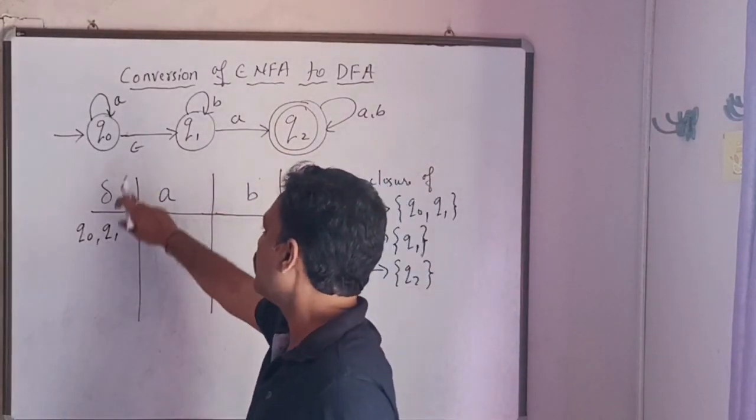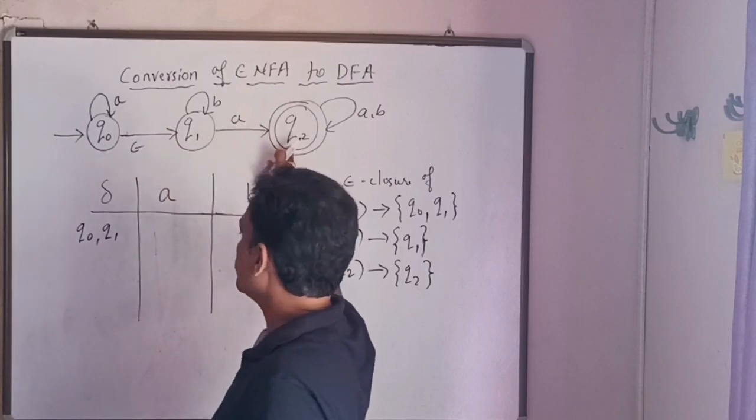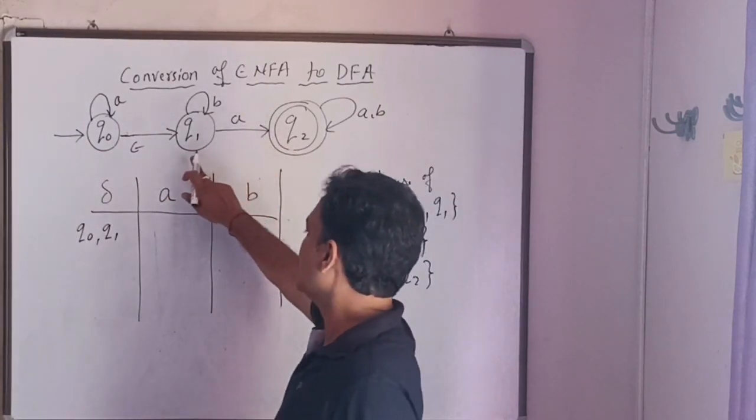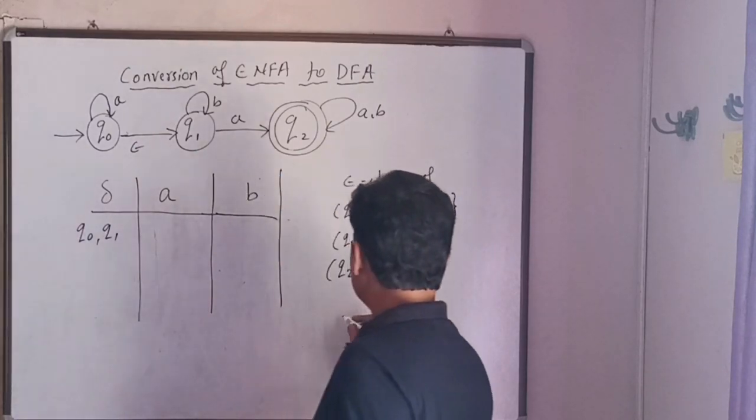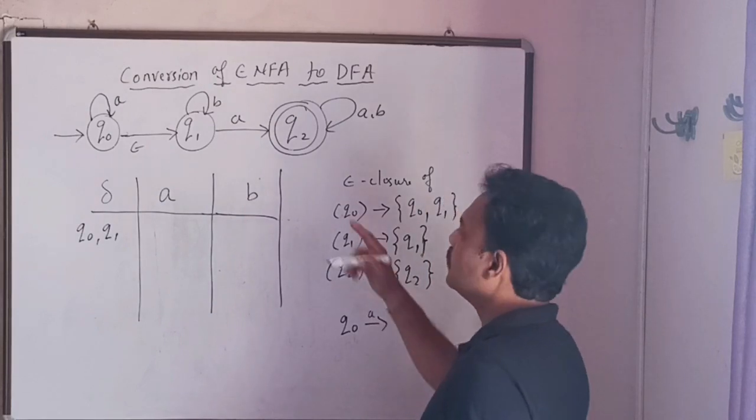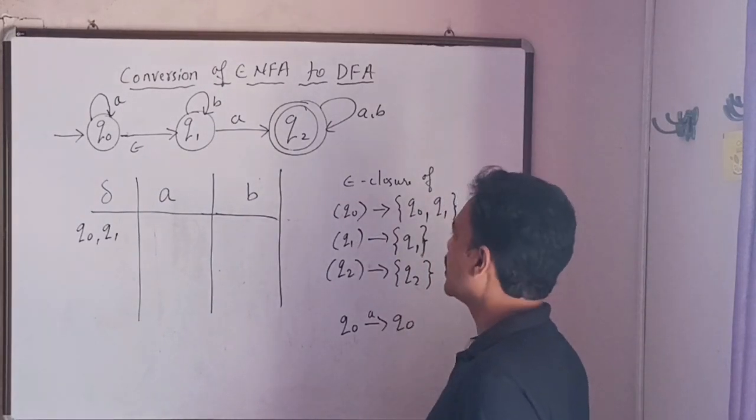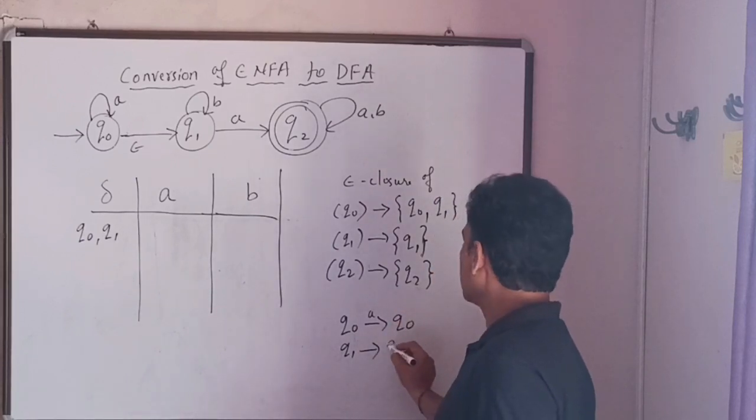Now Q0, Q1 on A, Q0 on A, Q0, Q1 on A, Q2. Then, now Q0 on Q1 is Q0 on A, will be Q0. Okay. Then Q1 on A will be Q2.